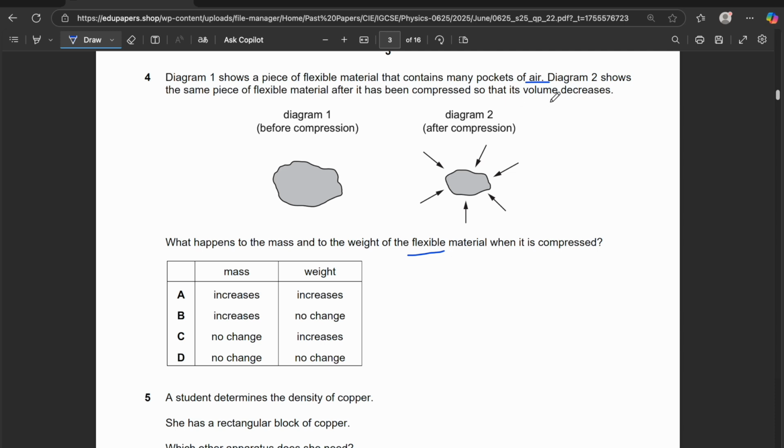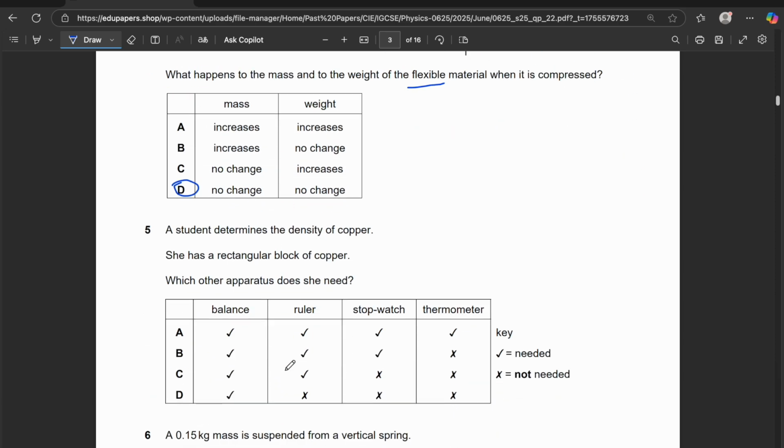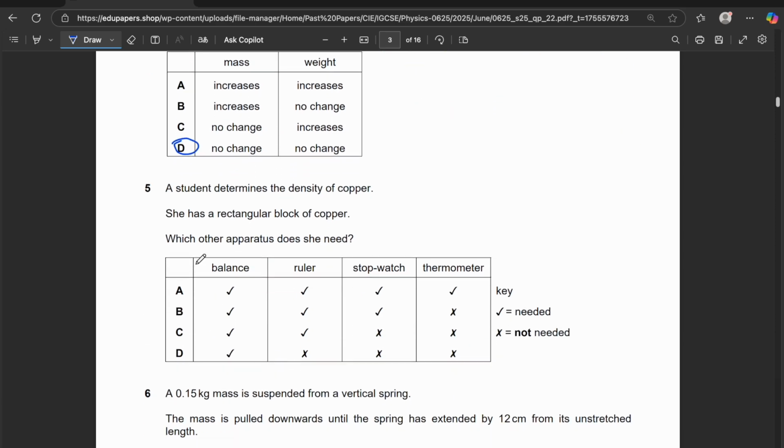So volume decreases. Now we have volume and mass, and we can think about density already. Density is equal to mass over volume. Because volume decreases, the density will increase when mass is constant. So mass will have no change, and so weight will also have no change because weight is just the effect on the mass.